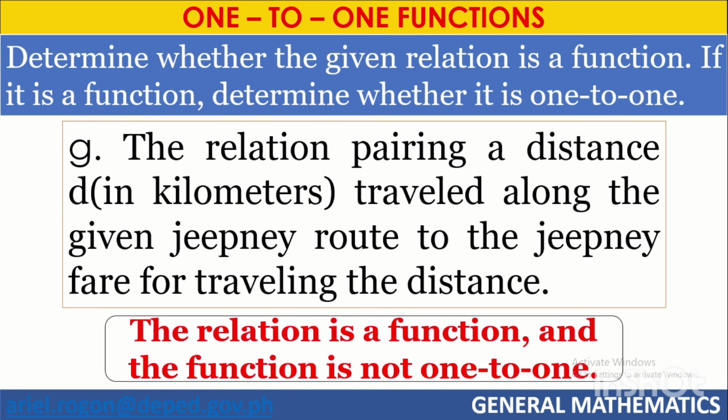Pag pupunta ka ng City Hall, pag galing ka ng Binondo, ang pamasahe mo ay 8 or 9 pesos. Pag galing ka doon sa Tayuman, papuntang City Hall, 9 pesos din ang pamasahe or 8 pesos. Pero, magkaiba kayo ng ruta. Isa lang yung output nyo, yung parehas lang kayo ng binayaran. So, that is not one-to-one function. Okay?